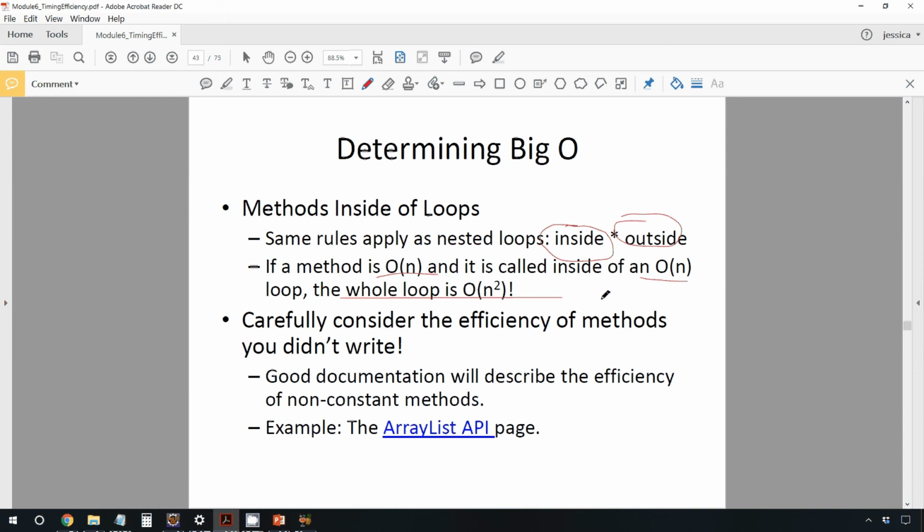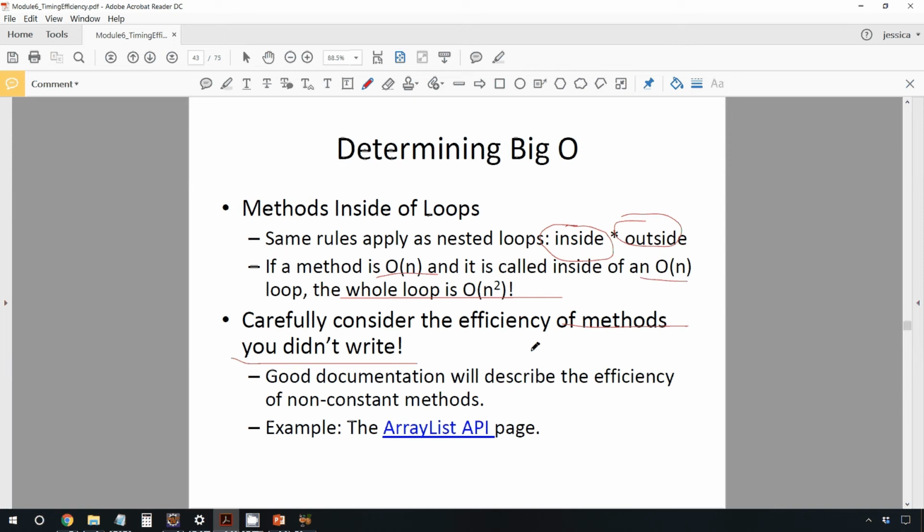Okay. Now you have to really carefully consider the efficiency of methods that you didn't write. So when you're invoking methods inside of loops, you always want to be thinking about what is the efficiency of this method? Because if I'm writing a loop of order n and I'm invoking an order n method inside, then I am writing n squared code.